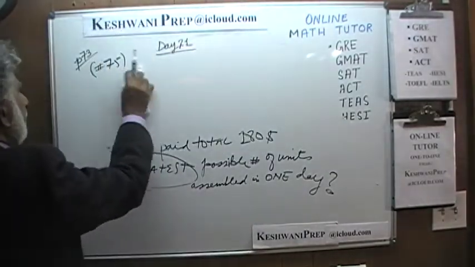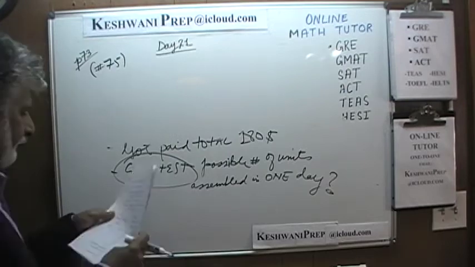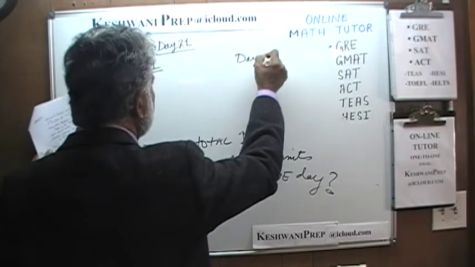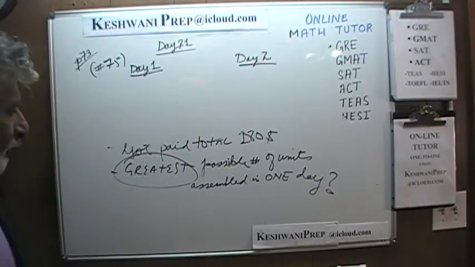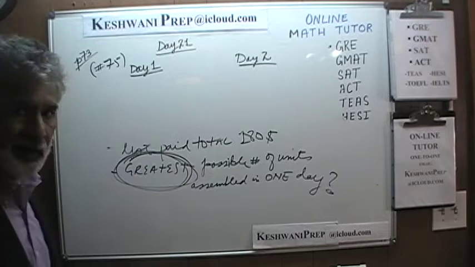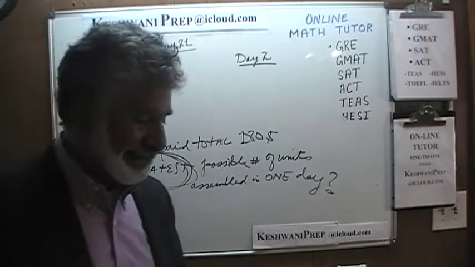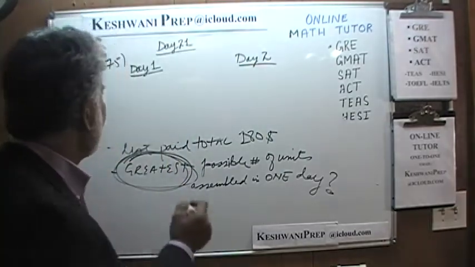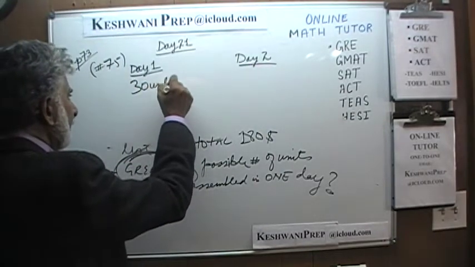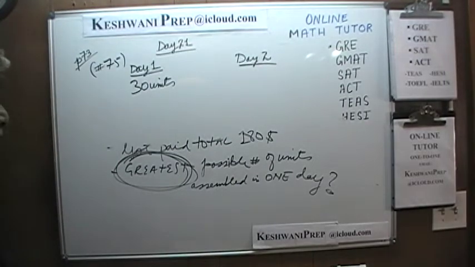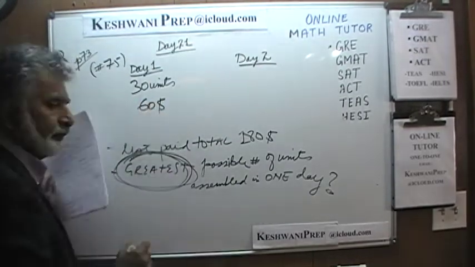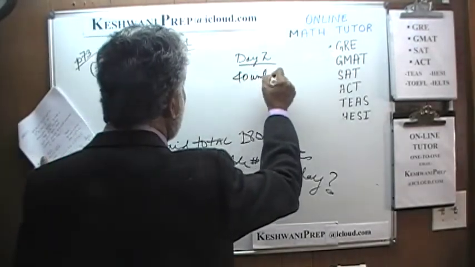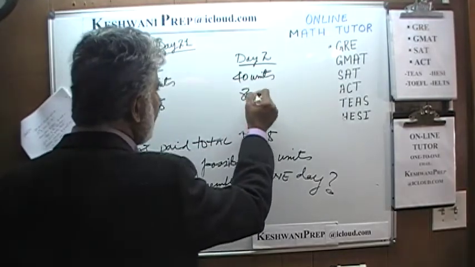So let's set it up as day one and day two. Seems logical. And since we want the greatest number of units assembled in 1 day, and we are told that we assemble at least 30 units in each of these days, we have to make at least 30. So let's make this guy 30 units. Let's make this guy 30 units. And for 30 units, we're going to get $60, because we get $2 per unit. And here, let's assemble 40 units. If we assemble only 40 units, we're going to get $80.